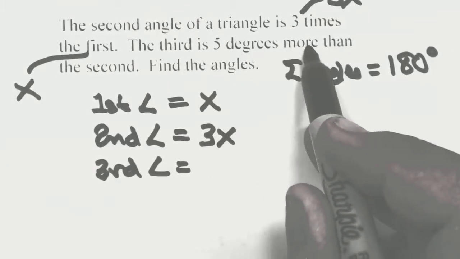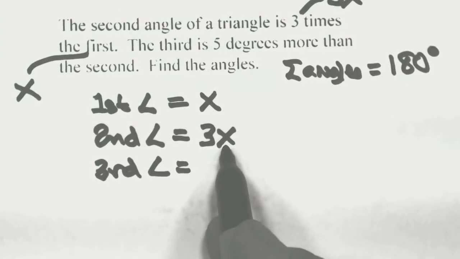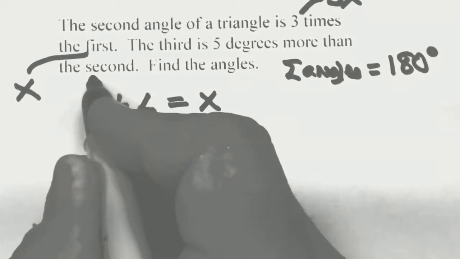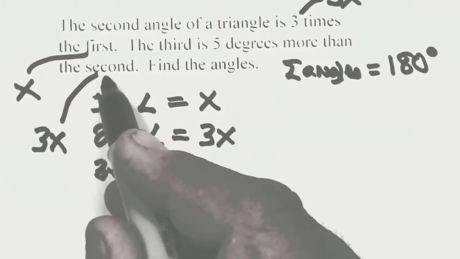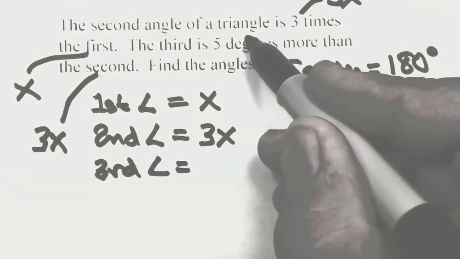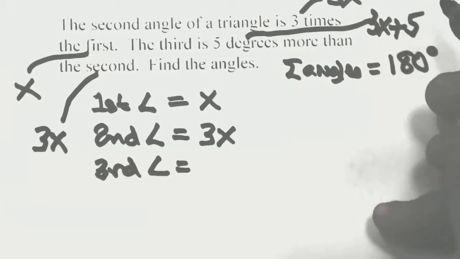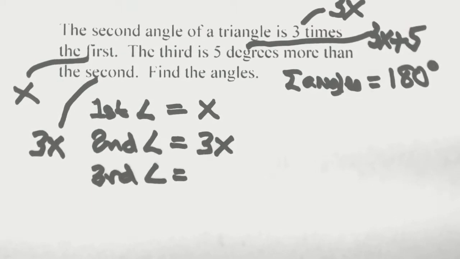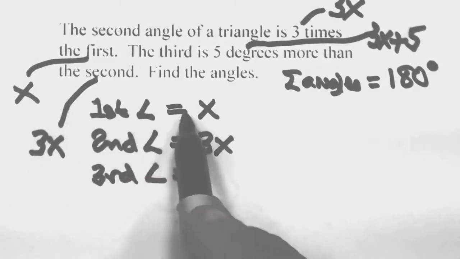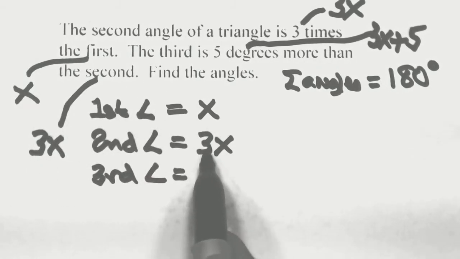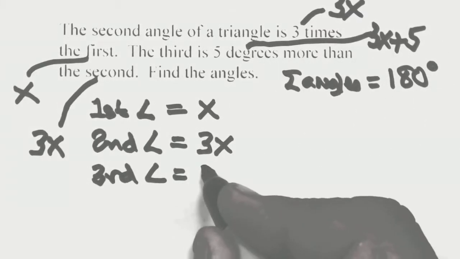The third angle is 5 degrees more than the second. Well, the second angle we've already made 3x. So we take that value that we've already set for the second angle. So if it's 3x and the third is 5 degrees more, the third is going to have to be 3x plus 5. Okay, so again, we've used all of our comparison information here. The third angle is 5 degrees more than the second. Notice we already made the second 3x, so 5 degrees more would be 3x plus 5.